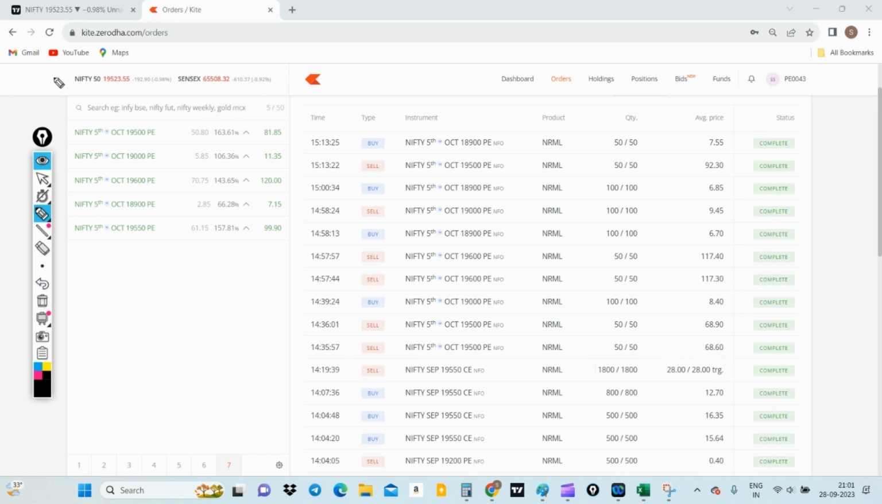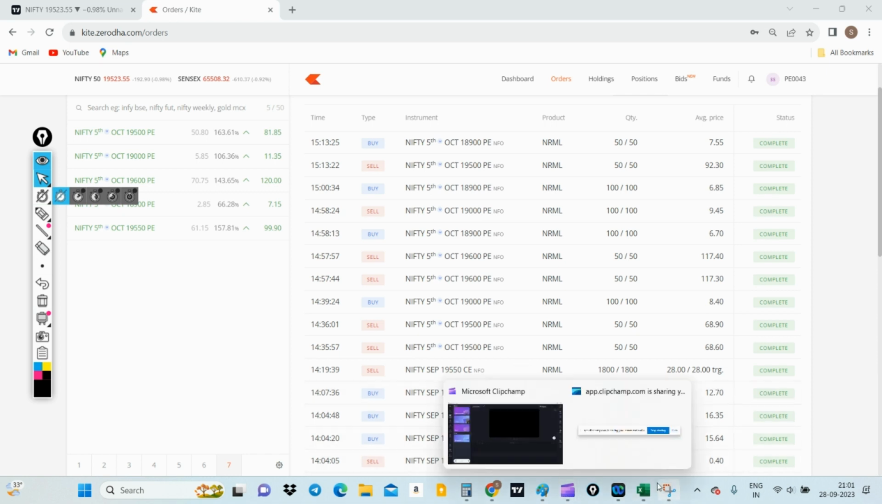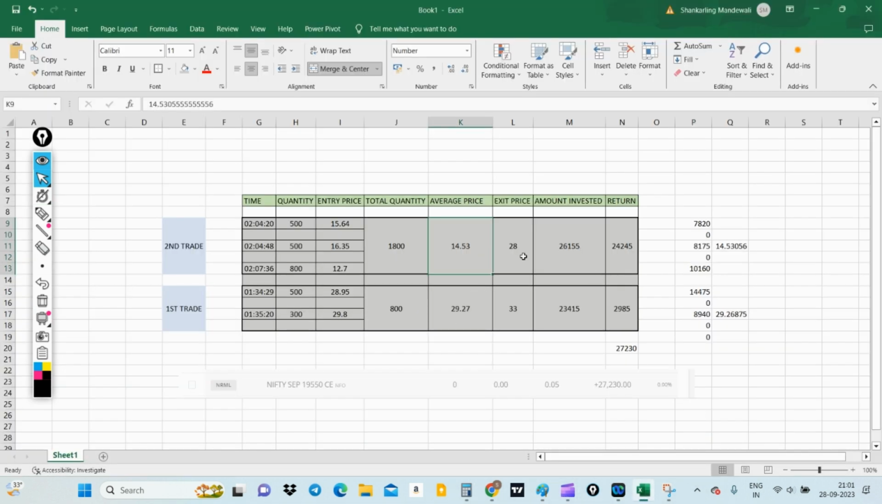So let's see in the Excel sheet over here. The exit price is around 28, which is a trailing stop loss. The overall amount that I invested for this trade is 1800 into 14.5, which comes around 26,115. The overall profit which I gained from this trade is around 24,000. So I gained more than 80% return on this trade.